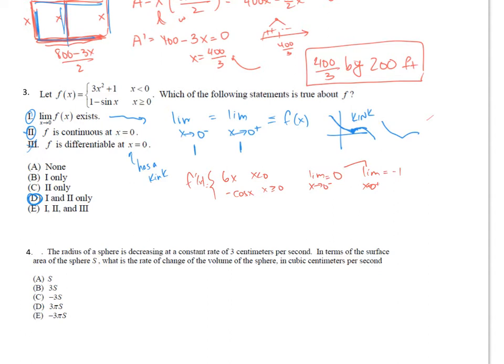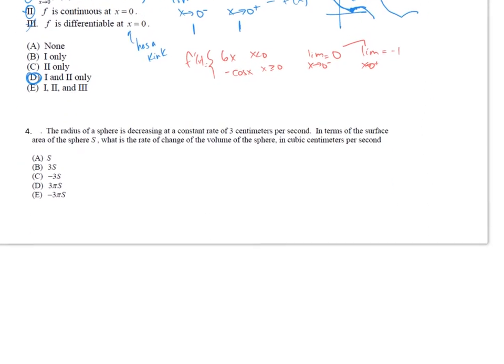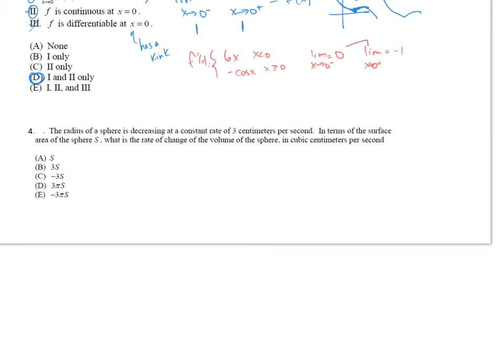Okay, moving on to number 4. Here we have the radius of a sphere is decreasing at a constant rate of 3 centimeters per second. In terms of the surface area of the sphere, S, what is the rate of change of the volume of the sphere in cubic centimeters per second? So we're looking for a rate of change of volume. So we know the volume of a sphere is 4/3 pi r cubed. So if I want a rate of change, I need a dV/dt, so I need to differentiate this, and that's going to give me 4 pi r squared dr/dt.